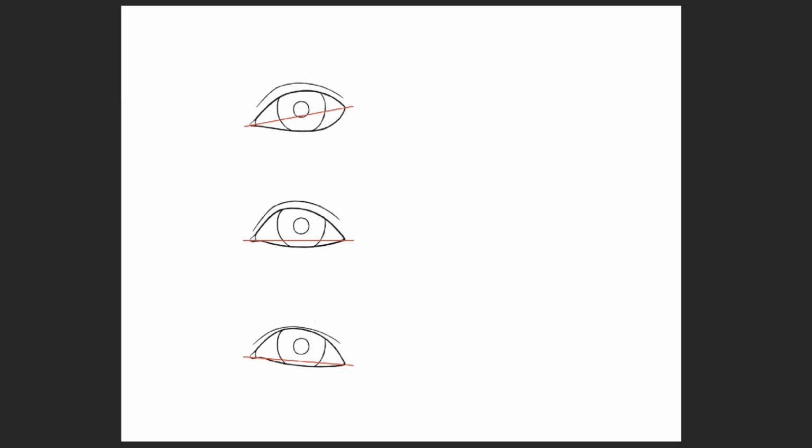The starting point of the line is over the inner corner of the eye where the tear duct is, and the opposite side of the red line points to the opposite corner of the eye. As you can see, the orientation of the line is different for each eye. On the top eye, the right outer corner of the eye is higher. In the middle eye, the line is level, meaning the left corner and the right corner are in line with each other. And on the bottom eye, the right corner is lower than the left corner.